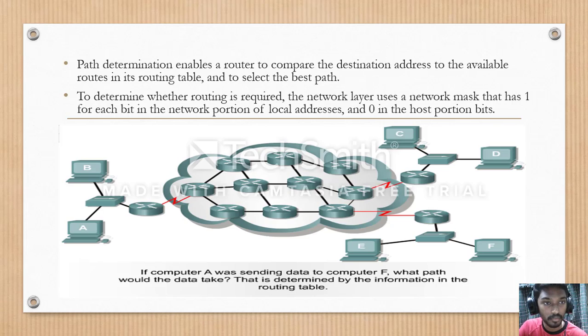Before we start the routing process, first we have to go through path determination. This enables the router to compare the destination address to the available routes in the routing table. This also helps to select the best possible path for routing. Before path determination, first we have to determine whether routing is required. To do this, the network layer uses a network mask that has 1 for each bit in the network portion of the local address, and 0 in the host portion bits.